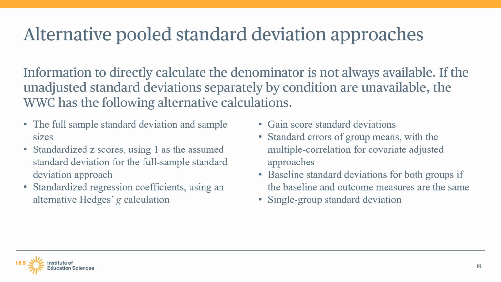Finally, other studies may not report the total standard deviation, but instead may report the standard deviation from a single group, either the intervention group or the comparison group. In this scenario, the WWC can calculate the Hedges G effect size using the single group standard deviation in the denominator of the effect size calculation.